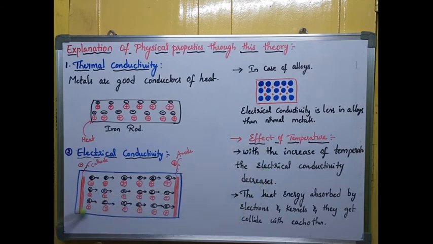Whenever we are supplying heat energy, all kernels and all electrons gain energy. So when they are gaining energy, they collide with each other. When they are colliding with each other, it restricts the movement of the electrons between the collisions. So the effect of temperature always decreases the electrical conductivity. Conductance decreases with the increase of the temperature.